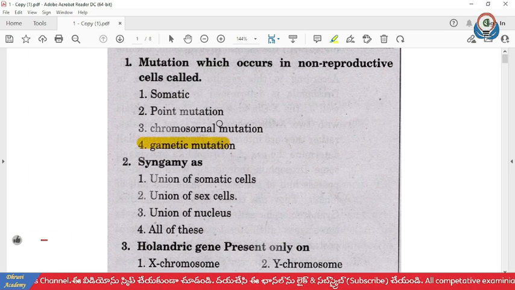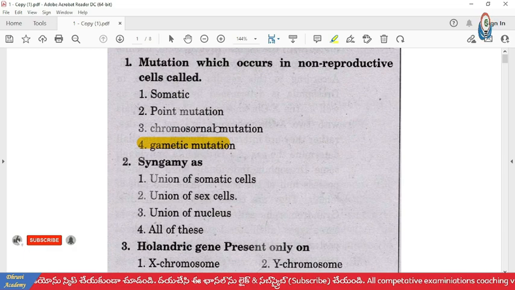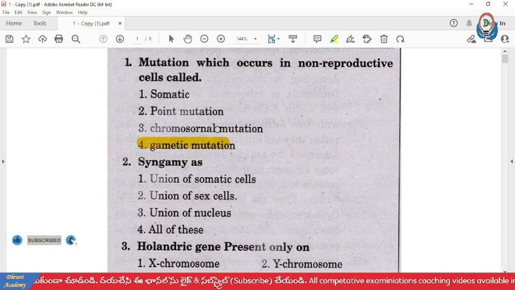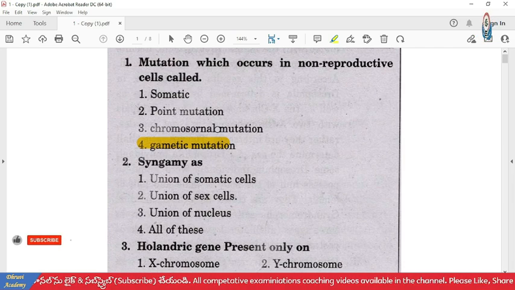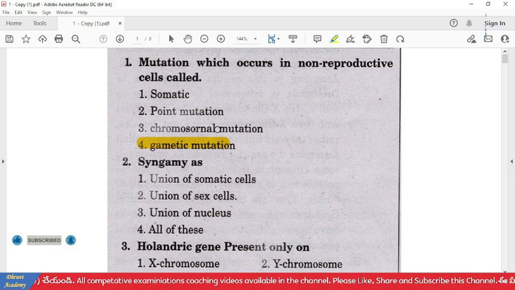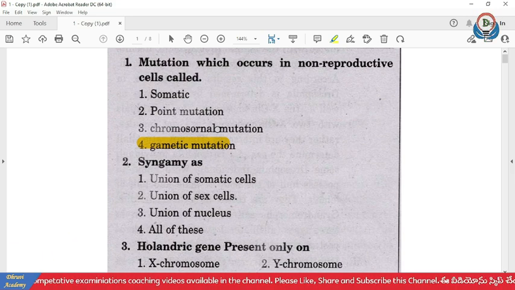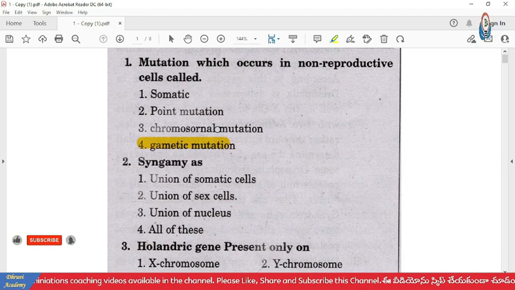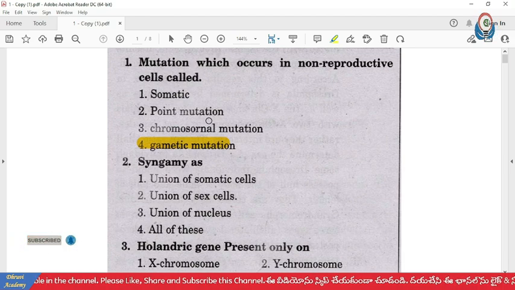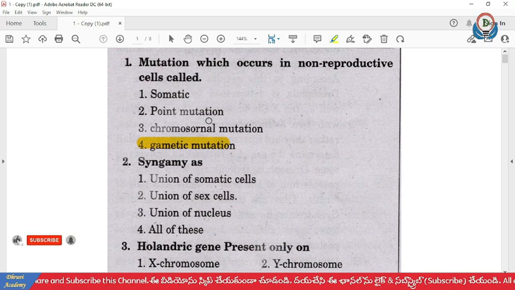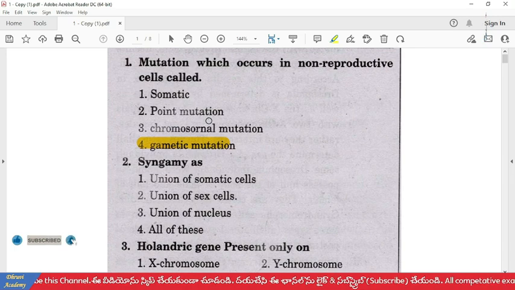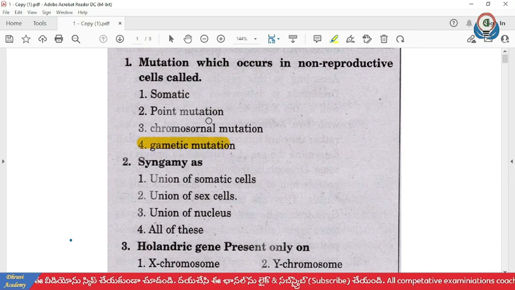Next, for your reference, I will also explain somatic, point mutation and chromosomal mutation. What is somatic? Somatic cells are the cells in the body other than sperm and egg cells. Next, a point mutation occurs in a genome when a single base pair is added, deleted or changed. That is called a point mutation.